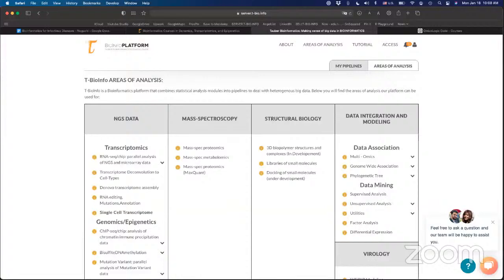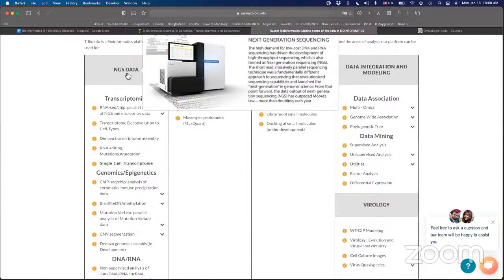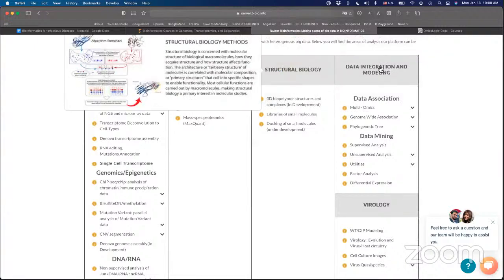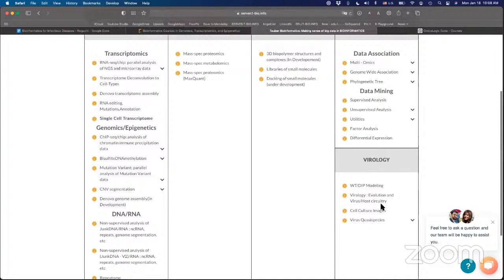And here, anyone, even without knowledge of bioinformatics and without access to high throughput computing resources with large RAM and large storage, can analyze publicly available data sets as well as private data sets that you have generated in your lab. So here you'll find many different sections for next generation sequencing data analysis, for mass spec, structural biology, as well as data integration and modeling, and especially a section that was designed around virology studies.